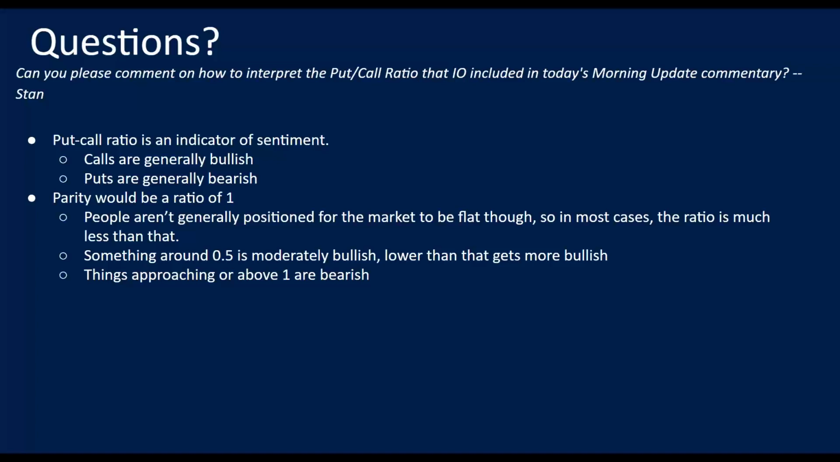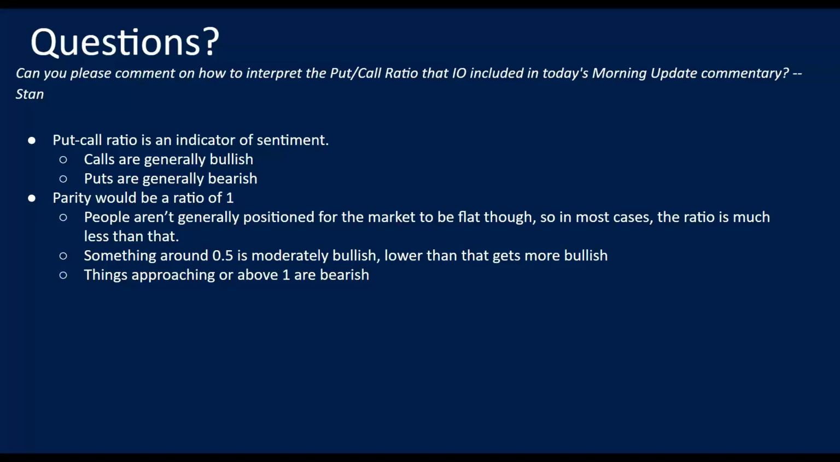But by and large, most option volume is straight buying or selling, especially when you look at it at this level. So parity, right? The same number of puts and calls would be a ratio of 1. That's just how division works. But people aren't generally positioned for the market to be flat, right? If you're betting that the stock market should be flat, you're probably better off taking your money somewhere else. And so in most cases, the ratio is much less than 1. Something around 0.5 is moderately bullish. I would say neutral is somewhere north of 0.5.